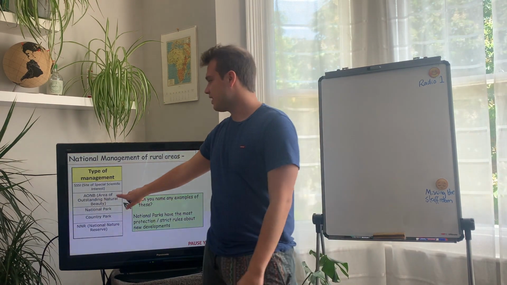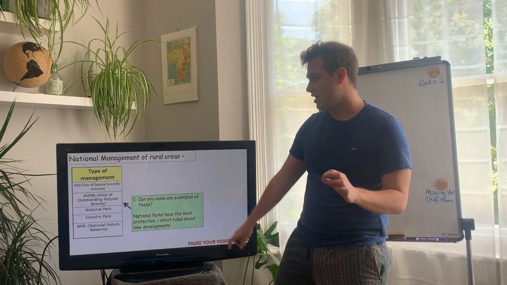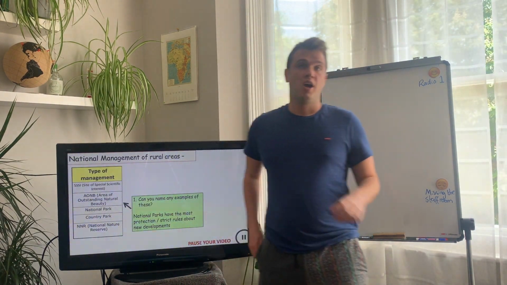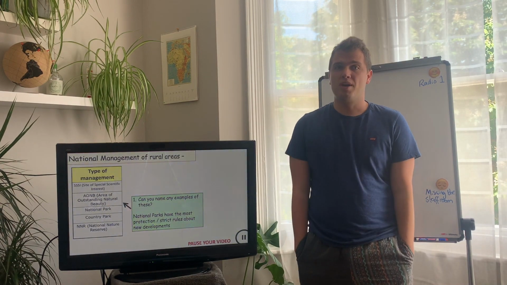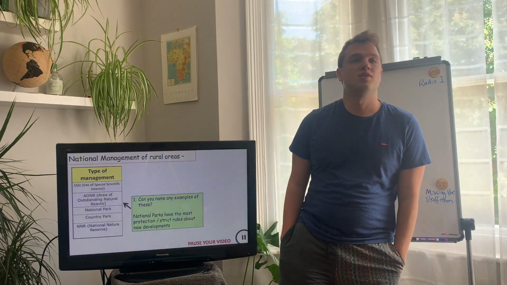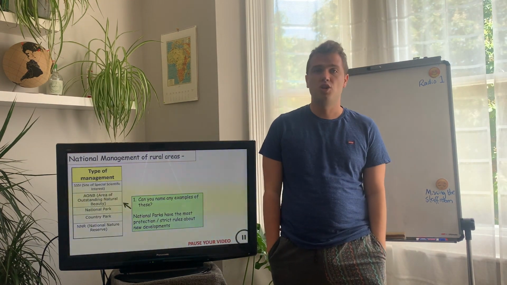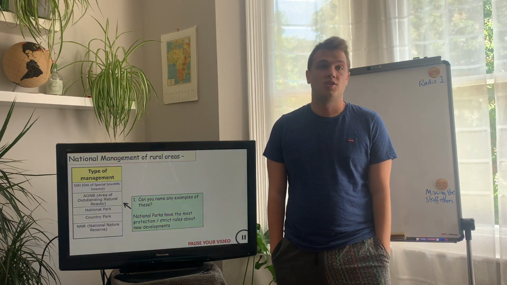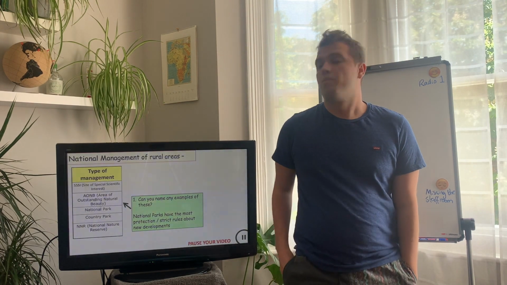Area of Outstanding Natural Beauty and National Park, we'll come back to it in a second. Country parks, Seven Sisters Country Park, quite a big one near to us. And national nature reserves, there are loads of these all over the place. You've got some local to you, there's some in Hurst, some in Hassocks. So nature reserves are also protected.